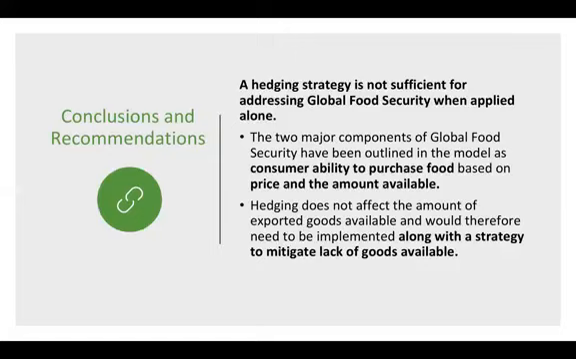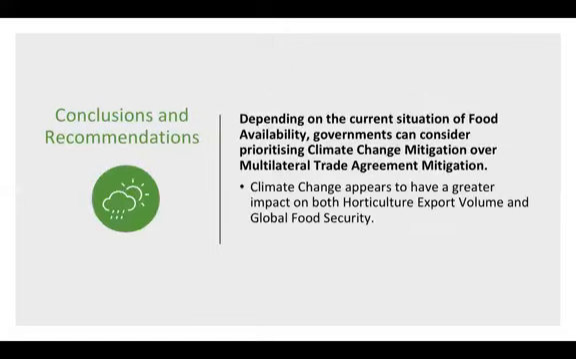The two major components of global food security have been outlined in the model as consumer ability to purchase food based on price, and the amount available. Hedging does not affect the amount of exported goods available and would therefore need to be implemented along with a strategy to mitigate the lack of goods available.